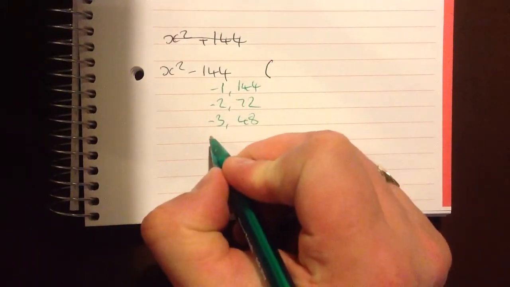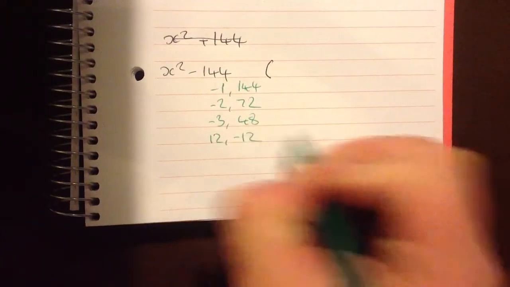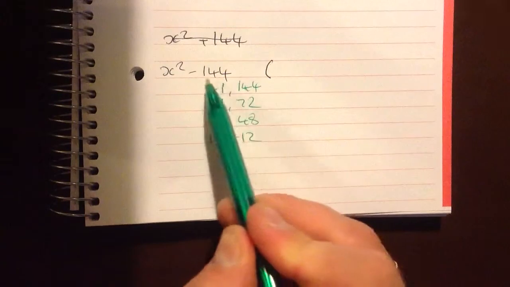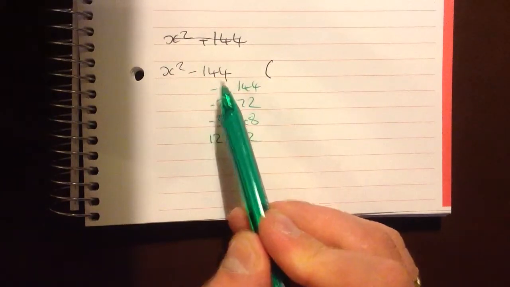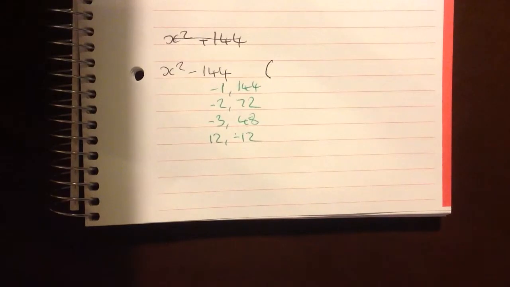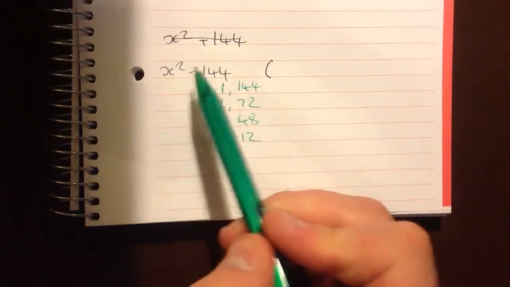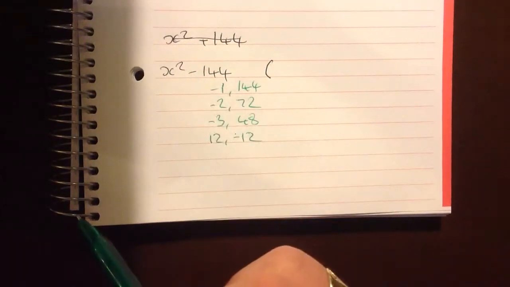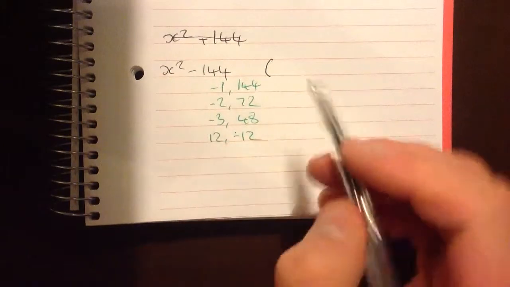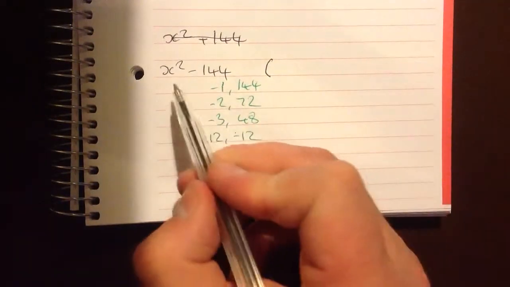But at some point we will get to 12 and negative 12. And they, just like these others, will multiply together to make minus 144. But importantly, when we add them together, we get nothing. 12 add negative 12 gives us nothing, and that's why there's no x term there. So I'll factorise and I'll explain why there's no x term.